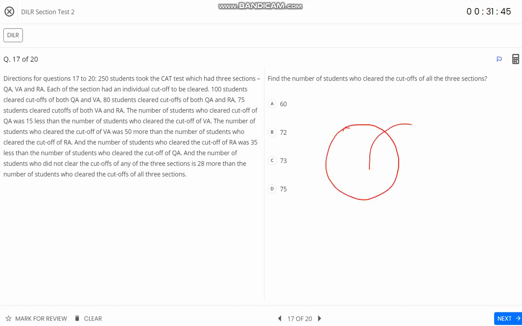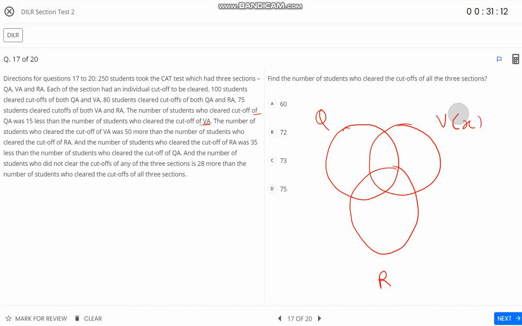With three variables: QA, VA, and RA. It must be reasoning ability, I guess. Okay, anyway. Verbal ability, yes. The number of students who cleared the cutoff of QA was 15 less than the number of students who cleared the cutoff of VA. So remember, here it is of VA, and here it is of QA. It is not only QA. If it had been only QA, we would have considered this region. Since it is QA, we'll consider this complete region. So QA is 15 less than VA.